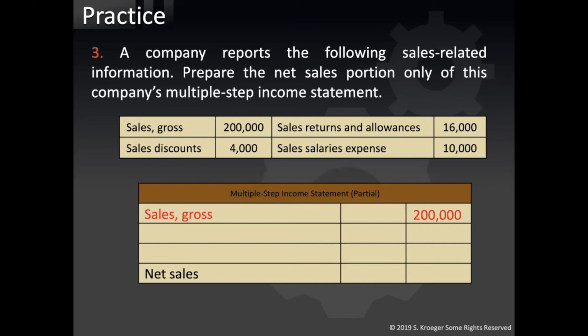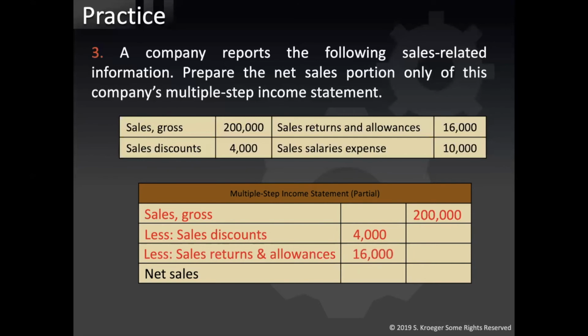Which accounts are the contra revenue accounts? It's the sales discounts and the sales returns and allowances. This is a group of accounts in the same category, contra revenue accounts. We list these and input the balances on the left. Then total it up to put the total on the right. Let's start by listing sales discounts. The balance for this account is $4,000. Next, let's input sales returns and allowances. The amount for this account is $16,000.